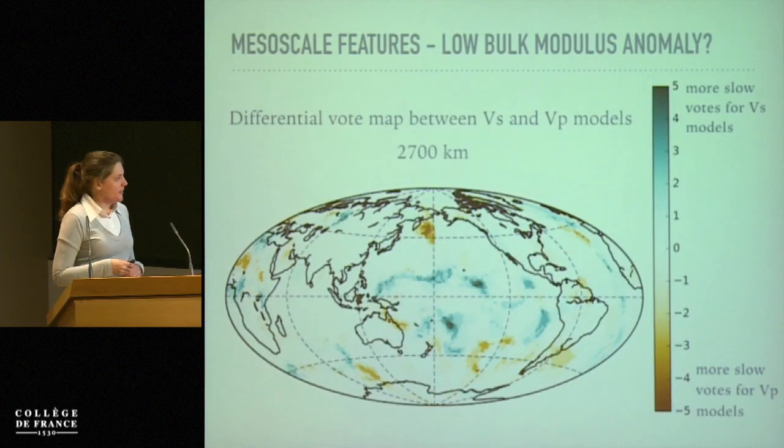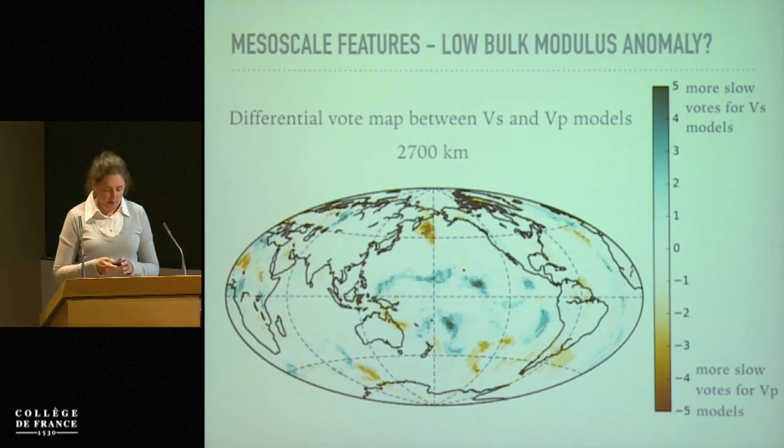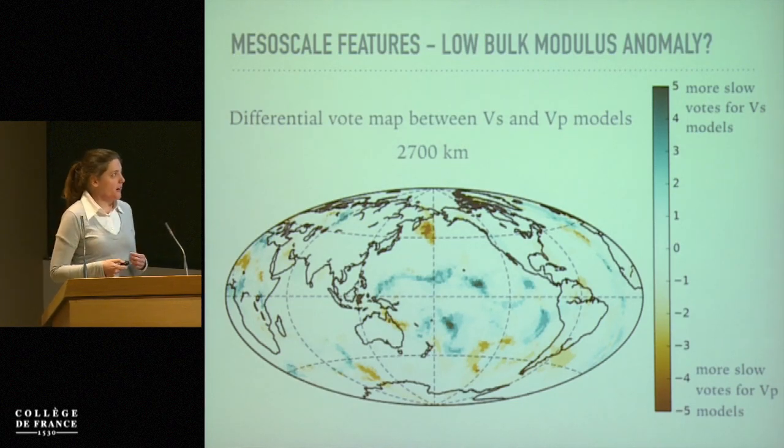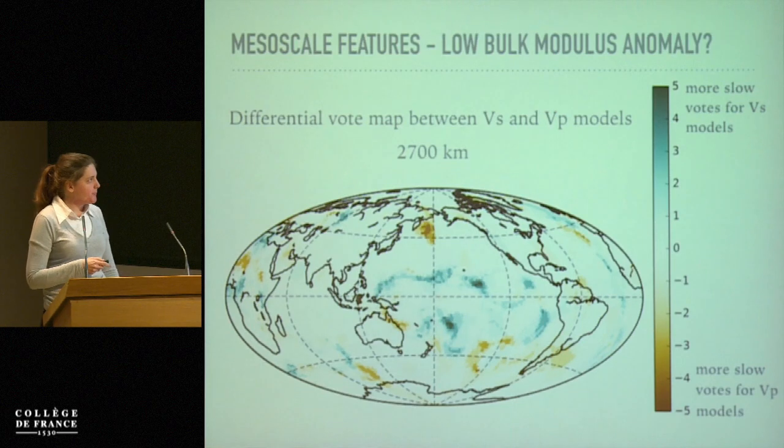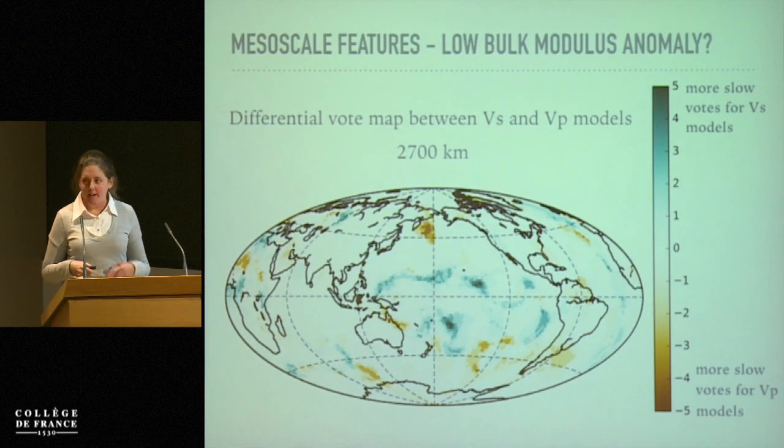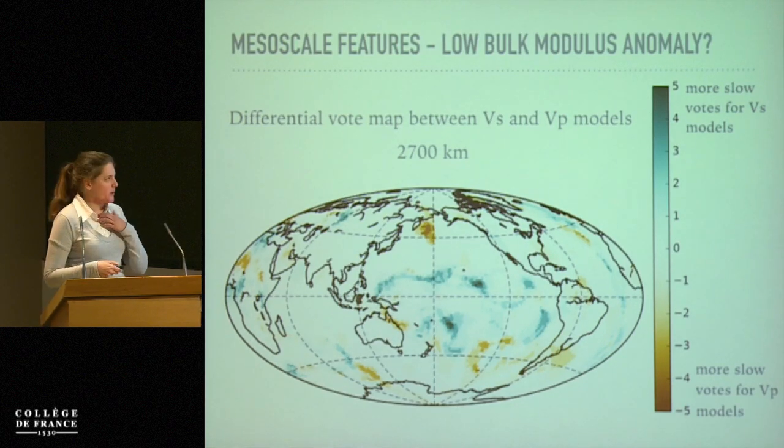And just for fun, I plotted here the difference in the votes for the slow anomaly between the shear wave models and the P-wave models. So greenish colors here mean that a lot more of the shear wave models vote slow, and brownish colors mean that a lot more of the P-wave models vote slow. You see that a lot of the disagreement lies around the boundaries of the LLSVPs. For example, the P-wave models seem to have less agreement on the South Pacific anomaly being separated from the rest of the LLSVP. There seem to be spots where the shear wave models vote a lot more slow.